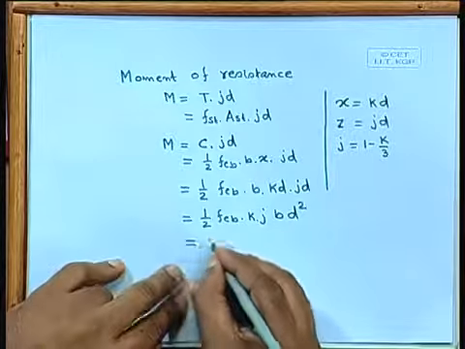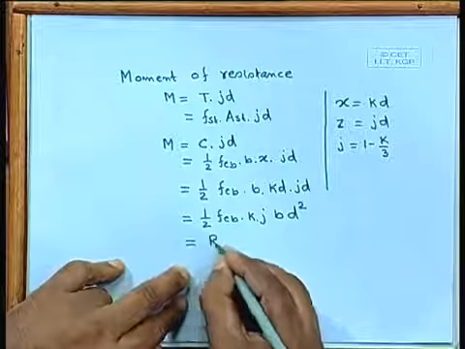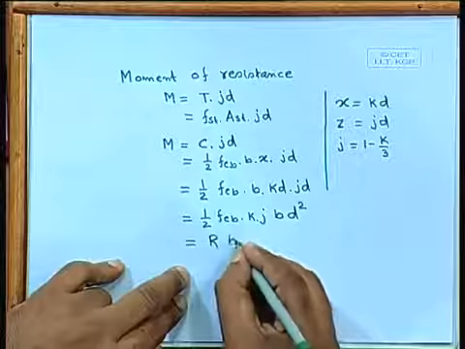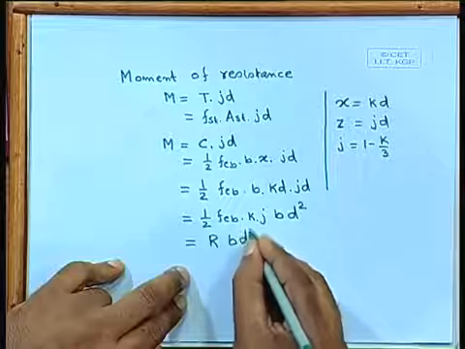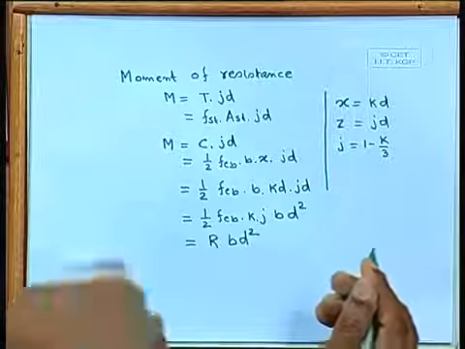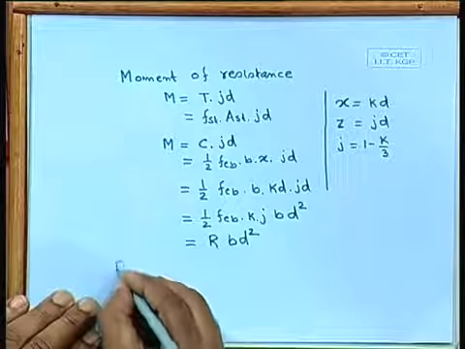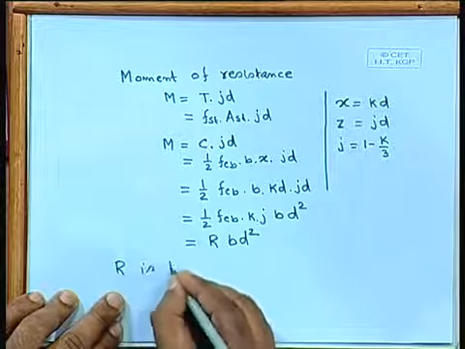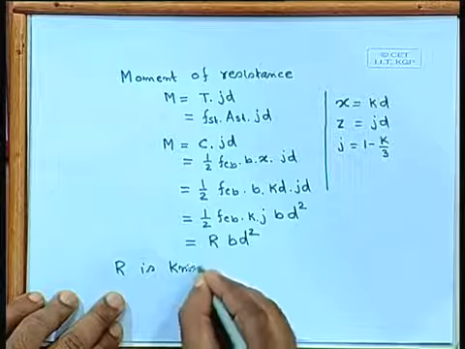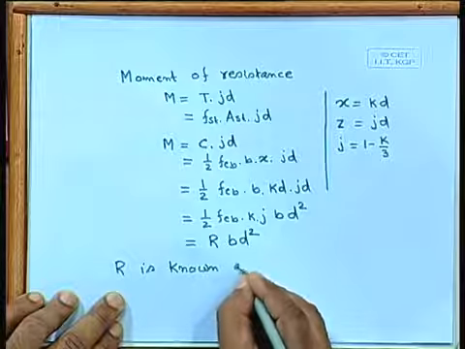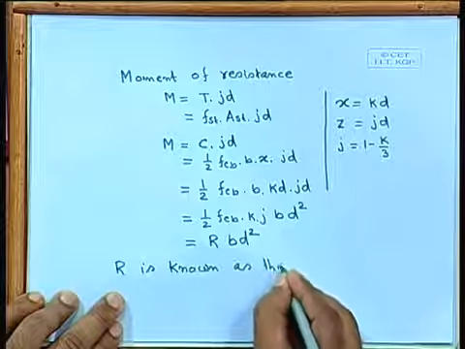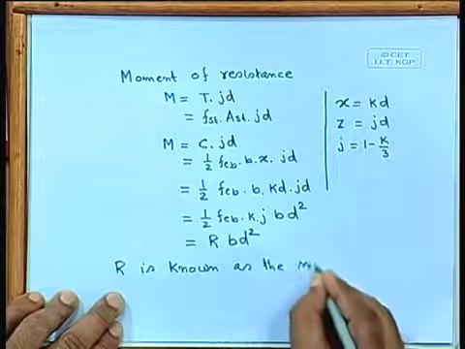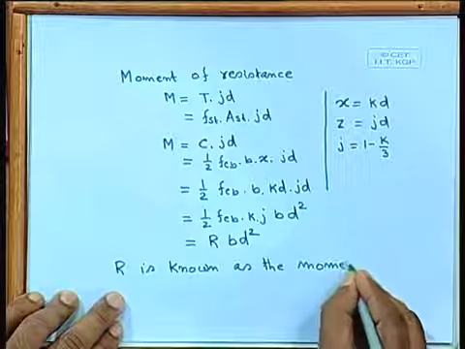We can write this as R b d square. R is known as the moment factor.